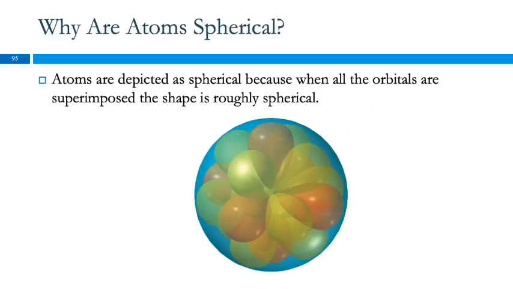We talk about atoms as being spherical, and they are, because when you put all of those orbitals together and superimpose them, the shape is roughly spherical. If you just looked at the s and the p, you'd have these bumps sticking out. But then you've got the d's and the f's, and those fill in those gaps, and so overall the atom is roughly spherical.